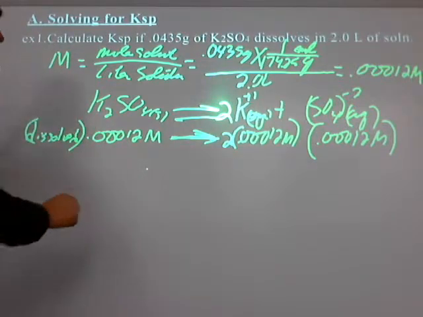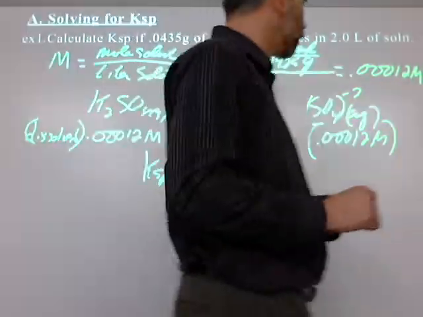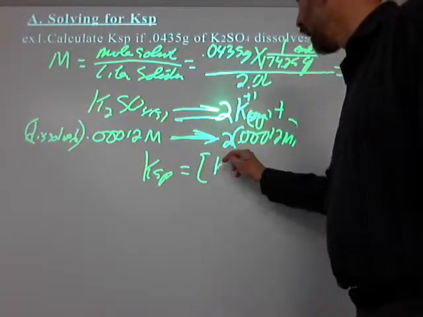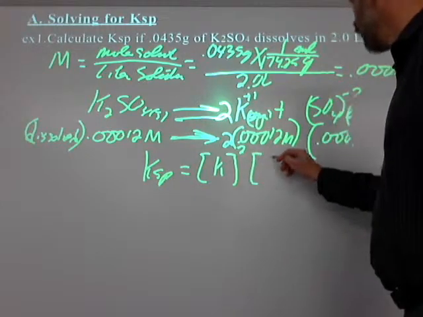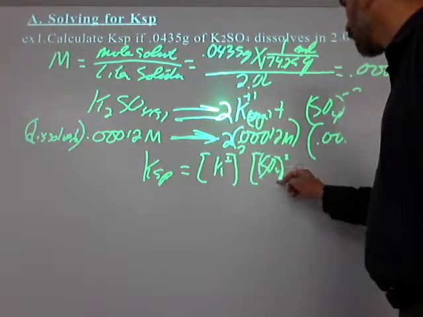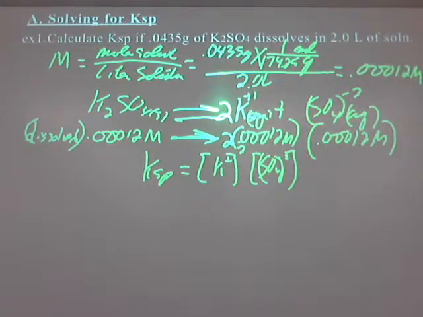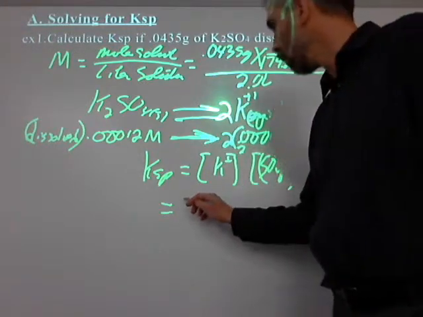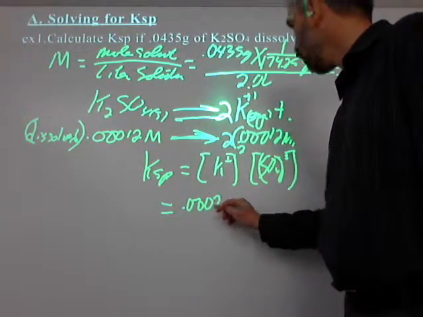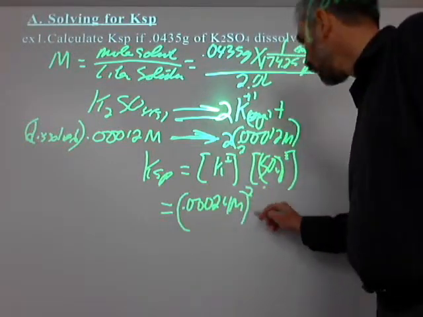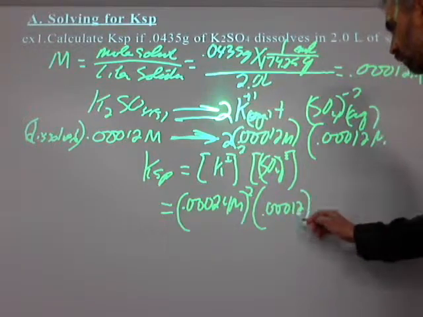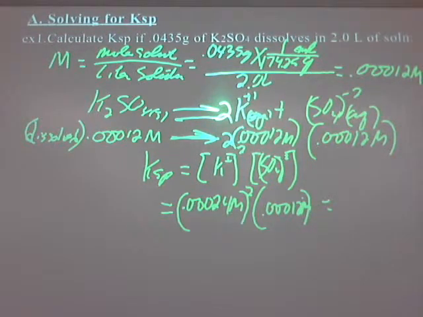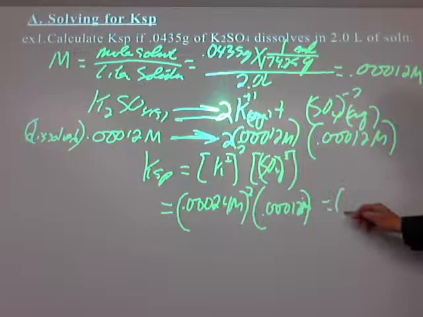Now, lastly, we've got to plug it into the Ksp. Ksp is going to equal products raised to their coefficients, which would be K squared times SO4 to the first power. That's easy enough. What's my K concentration going to be? 2 times 0.00012, or 0.00024 molar, squared, times 0.00012 molar gives me what? A very small number. It's going to have to be times 10 to the negative what? 6.9 times 10 to the negative.